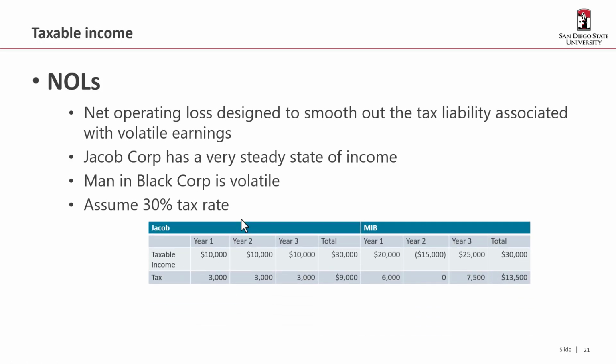So you can see Jacob, 10,000 a year, right? Year 1, year 2, year 3, all 10,000, totals 30,000. With a 30% tax rate, they pay tax of 3,000, 3,000, 3,000 for a total of 9,000.